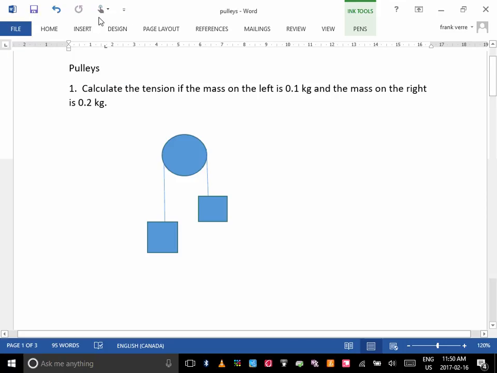Okay, so we're going to look at questions with pulleys. Then I'm going to actually include pulleys with ramps. So it's a nice review for those of you who missed the lesson on ramps.